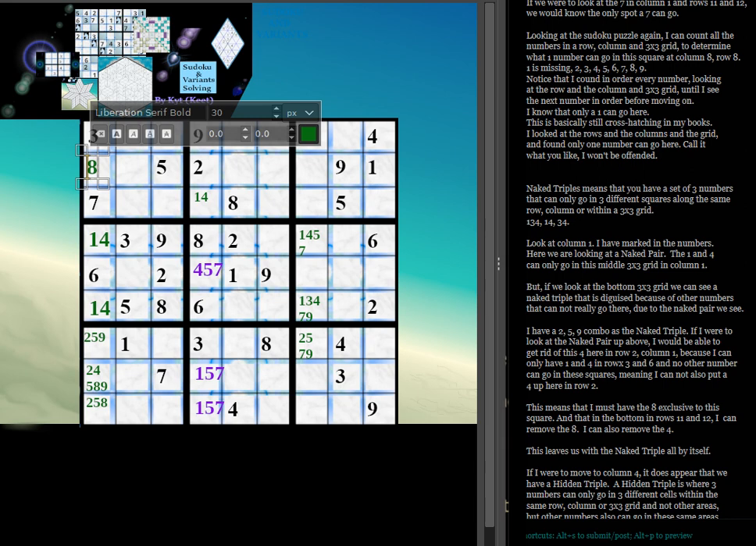In column 1, I can only have 1 and 4 in rows 3 and 6. And no other number can go in these squares, meaning I cannot also put a 4 up here in row 2. This means I must have the 8 exclusive to this square, and that in the bottom in rows 11 and 12 I can remove the 8. I can also remove the 4.